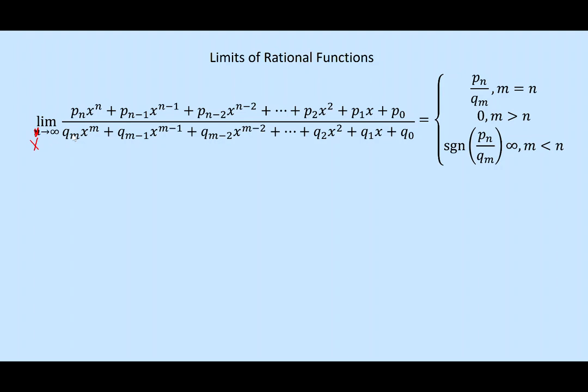On the other hand, if we have m greater than n, the degree of the bottom is bigger than that of the top, then that's going to go to 0. Whereas if the top has a higher degree than the bottom, then it's going to be either positive infinity or negative infinity depending on the sign of p sub n and q sub m. Okay, all right. Let me apply that to a few problems and show you.